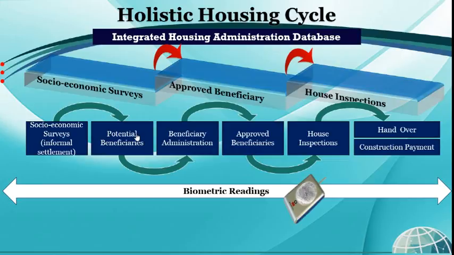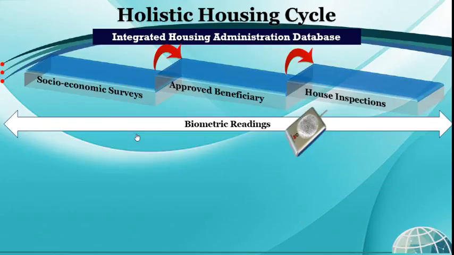The solution comes standard with incorporated biometric reading verifications throughout the housing allocation process. Let us first have a look at the mobile GIS socio-economic survey application and business processes. It all starts by establishing a database of all the households residing within the settlement identified for the envisaged development by conducting the socio-economic survey on site.